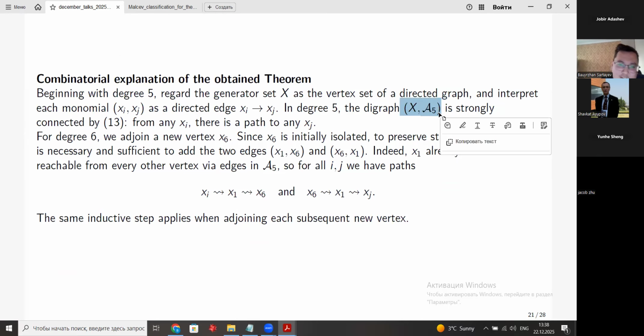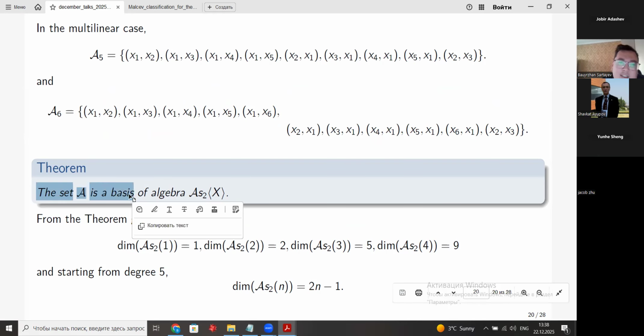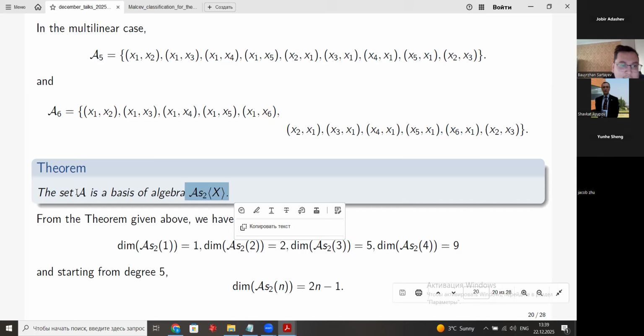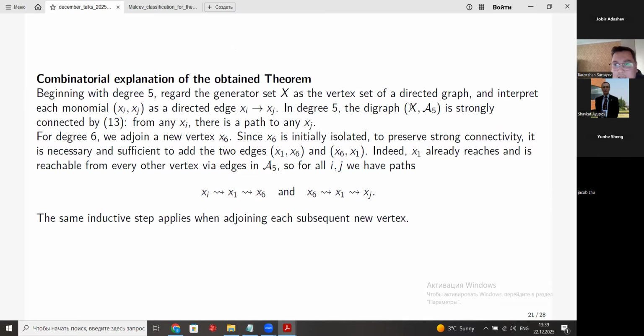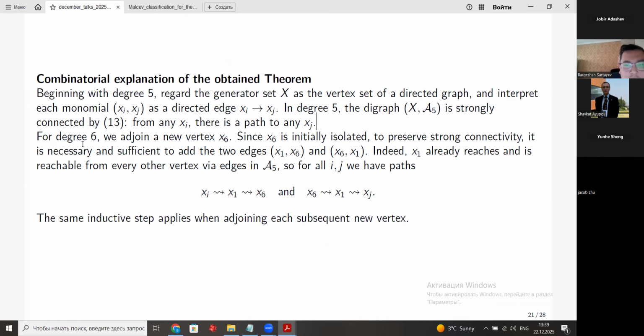Why is it strongly connected? It follows directly from the definition of a basis. What is the meaning of a basis? It means that any element can be written in a unique way as a linear sum of this set. So it means that from any xi there is a path to any xj. And from degree 6, what happens if we consider degree 6? It means that we add a new vertex x6.